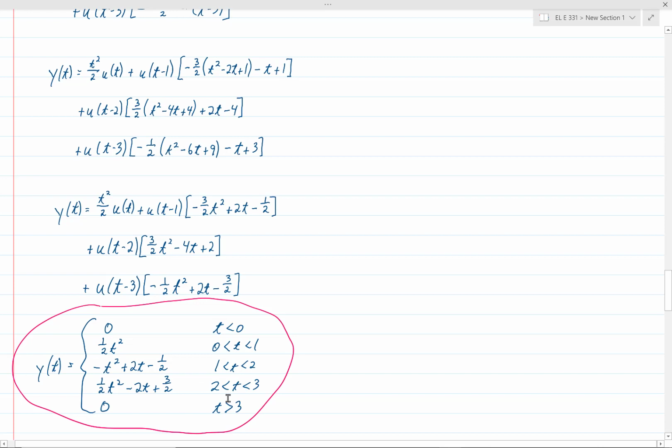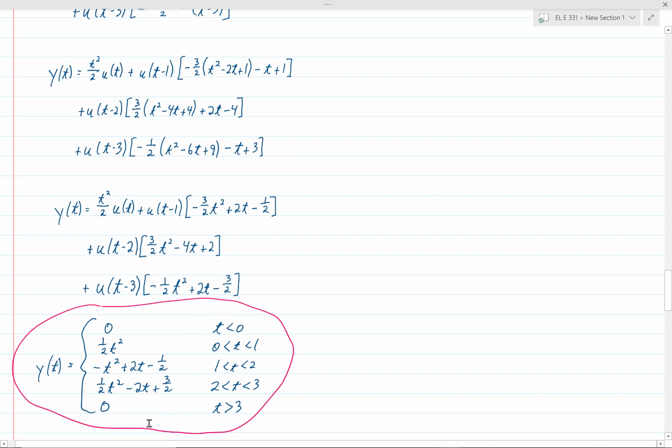And then finally, once t gets past 3, all four terms here contribute. And if you add up all of these, you get t squared over 2 minus 3/2 t squared plus 3/2 t squared minus t squared over 2. So all the t squared terms go away. And then for t terms, you get plus 2t minus 4t plus 2t. So the t's go away. And for the constant terms, you have minus 1/2 plus 2 minus 3/2. So all the constant terms go away too. So if t is greater than 3, everything up here cancels out and you just get 0.